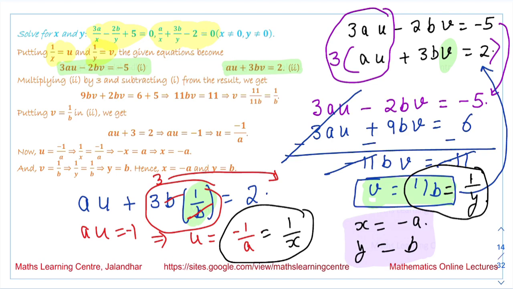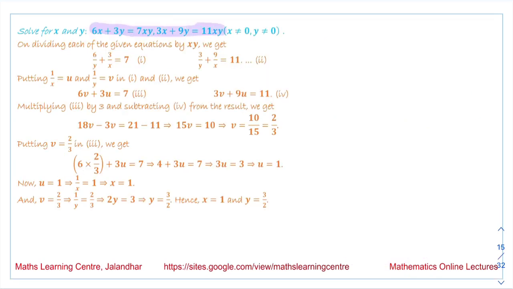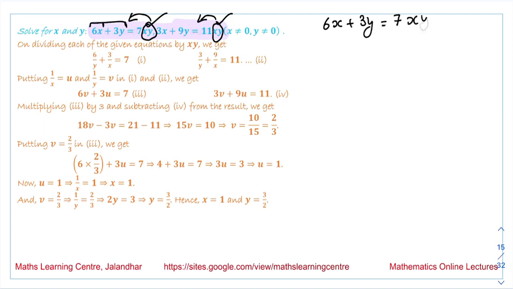Next is solve for x and y, and these are the two equations that are given to us. Now when we look at these terms over here, 6x plus 3y, in these two terms the degree of x and y is 1. But when we look at this term xy over here, it is clear that these equations are not linear equations in x and y. So the first step we are going to do is eliminate this xy, and we are dividing the whole equations with xy. We are saying it is 6x plus 3y is equal to 7xy.